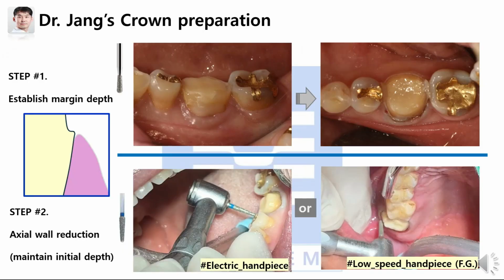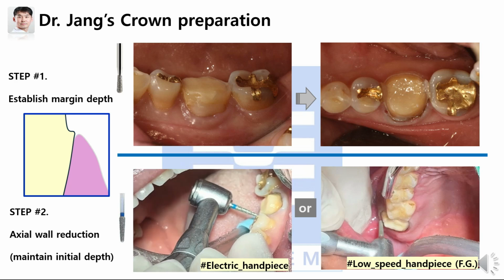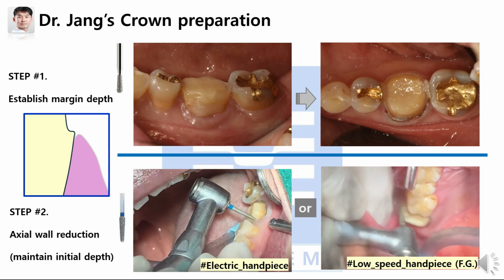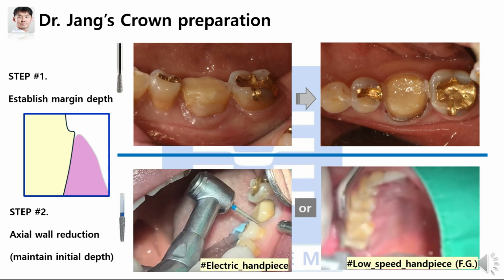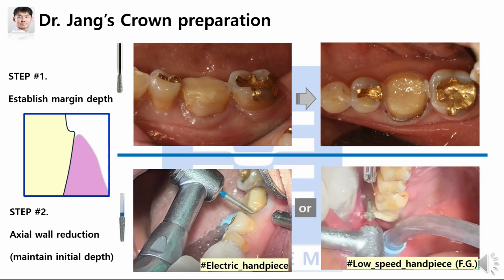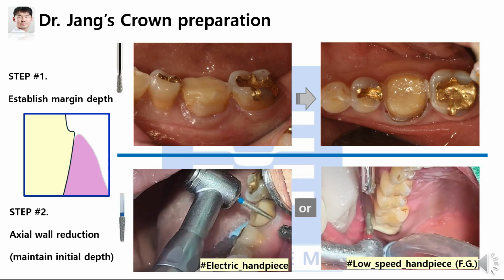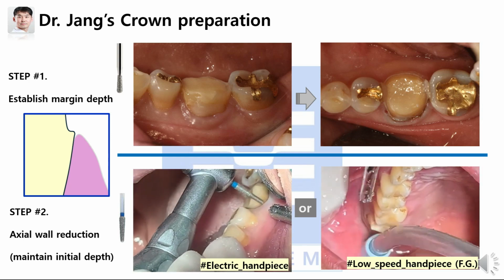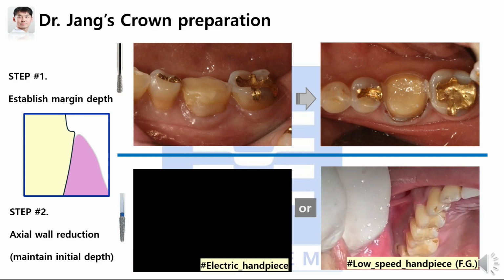Crown preparation is a really important step, so Dr. Zhang spends quite a bit of time making sure the margin is at the desired level. To do this, he first designates where the margin level should be using a club-shaped burr. After establishing the margin depth, he likes to use the electric handpiece set at a low speed to reduce the axial walls while maintaining the initial depth. In this way, although it's a bit more time-consuming, it definitely creates a better scanning environment in the subsequent steps.